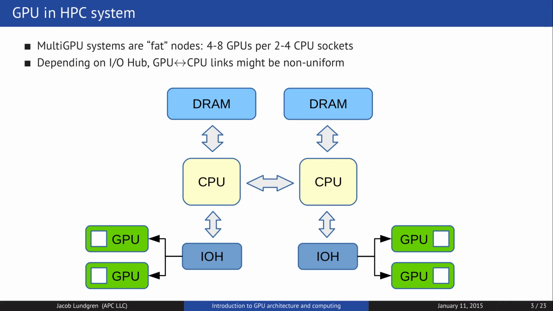These nodes are so-called fat nodes. They contain 4 GPUs per 2 CPU sockets. Now, depending on whether the I/O hub is unified or separate, this can be either a uniform memory access system or non-uniform.